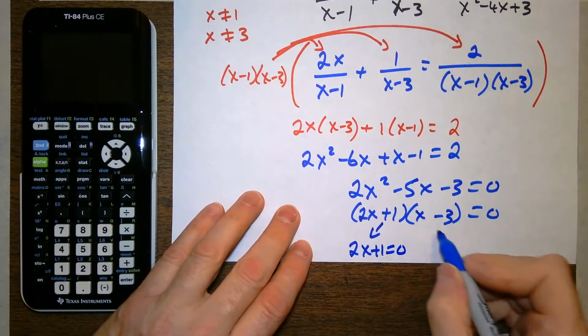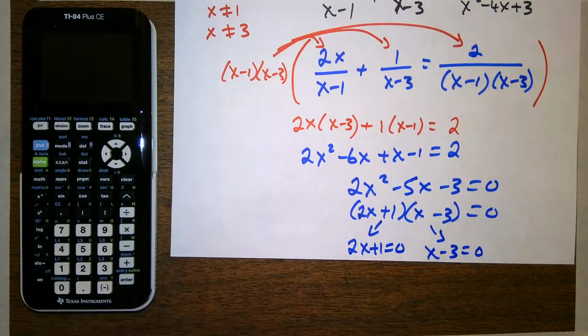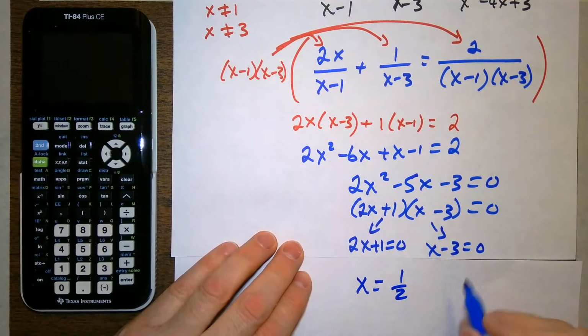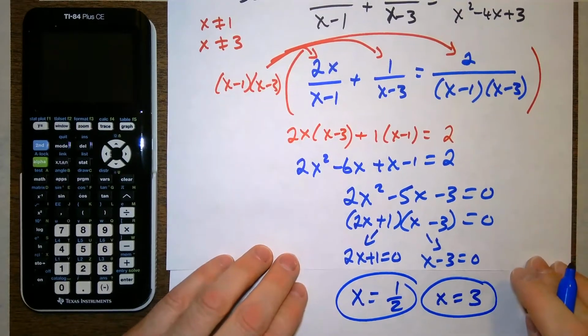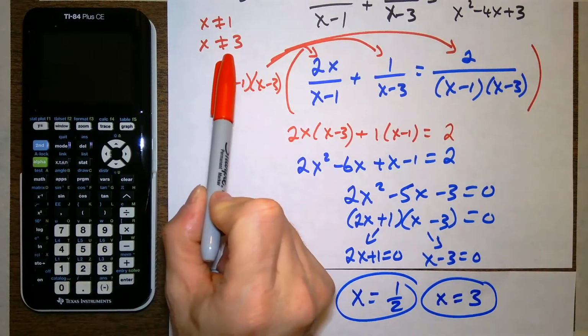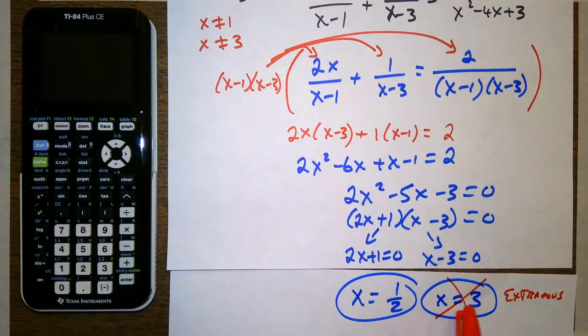2x plus 1 equals 0, x minus 3 equals 0, subtract 1, divide by 2, x equals negative 1/2, add 3, x equals 3. Here are my two solutions that I'm getting. And of course, hopefully you're looking at this saying, wait a minute, we've got the restriction up here, x cannot equal 3. This is an extraneous solution. It is a solution that does not work. So on a test, if you did all this work and you didn't eliminate the extraneous solutions, you would lose points. You've got to recognize that that solution does not actually work.